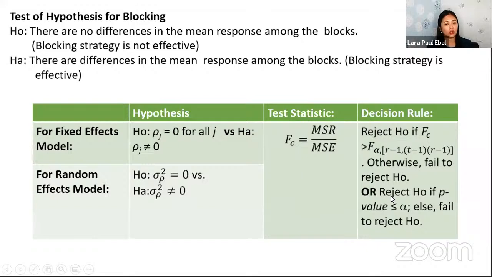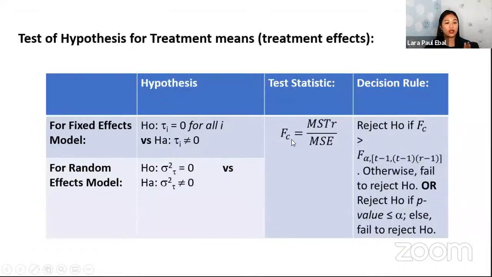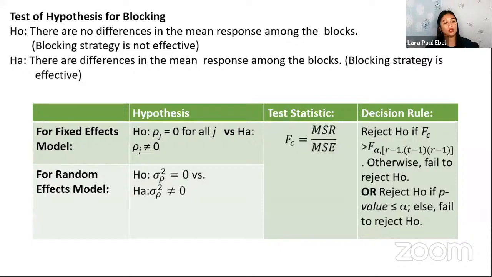Take note also here, we are dealing with the comparison among the treatments in terms of means. And then here we are dealing with the comparison among blocks. So we compare blocks. So we have to test the HO: blocking strategy is not effective. HA: blocking strategy is effective. So when it is not effective, there are no differences in the means among the blocks.